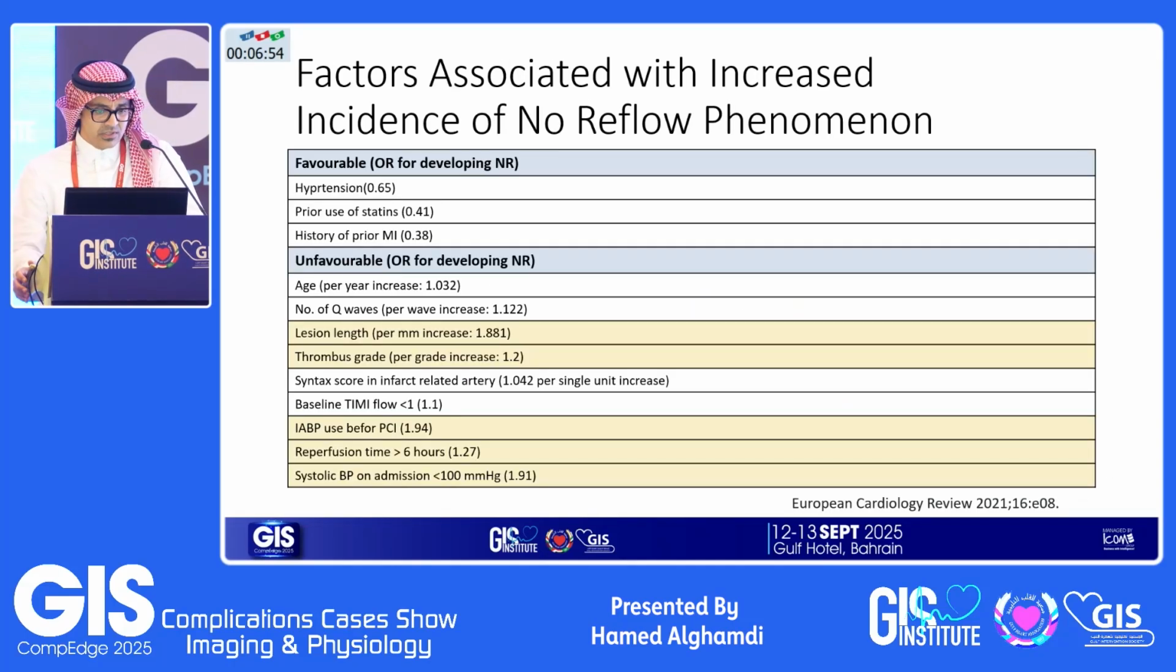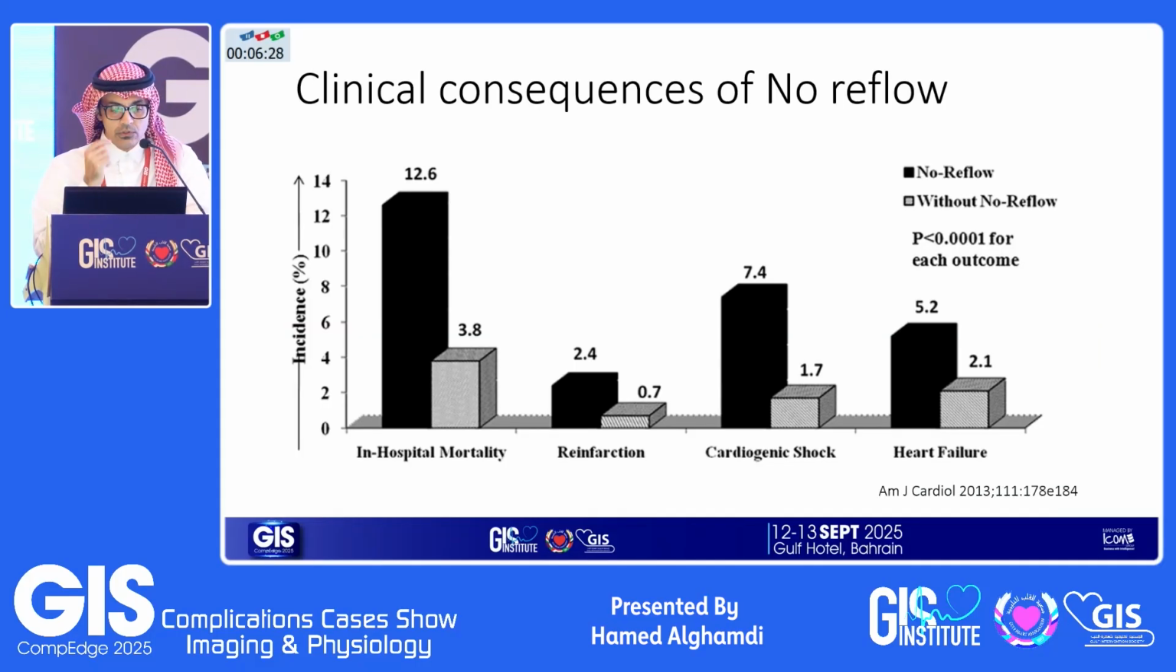What are the factors that could increase the incidence of no reflow? I highlighted the important ones. You can see that lesion length is an important one with a significant odds ratio. Thrombus grade is a significant one as well. Use of an intra-aortic balloon pump before PCI is a significant predictor as well, as are reperfusion time and systolic blood pressure on presentation. So all these together would increase the risk of no reflow.